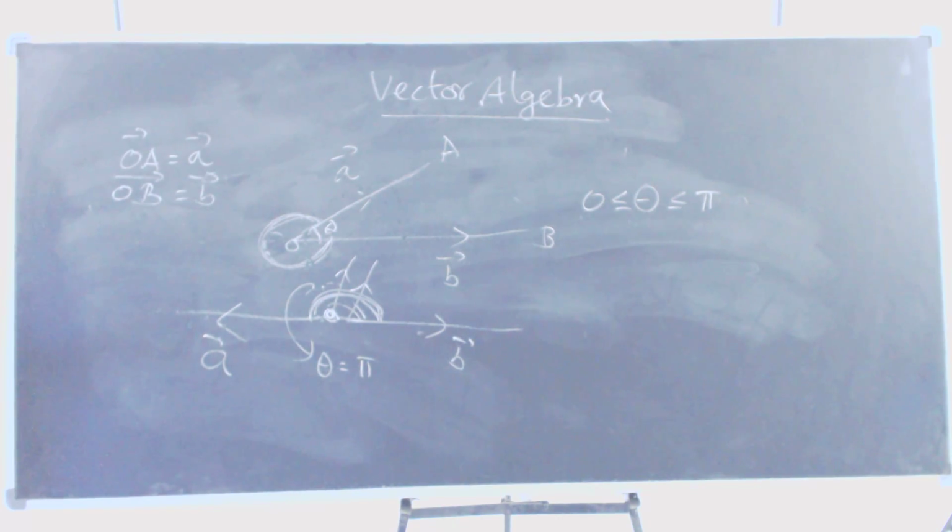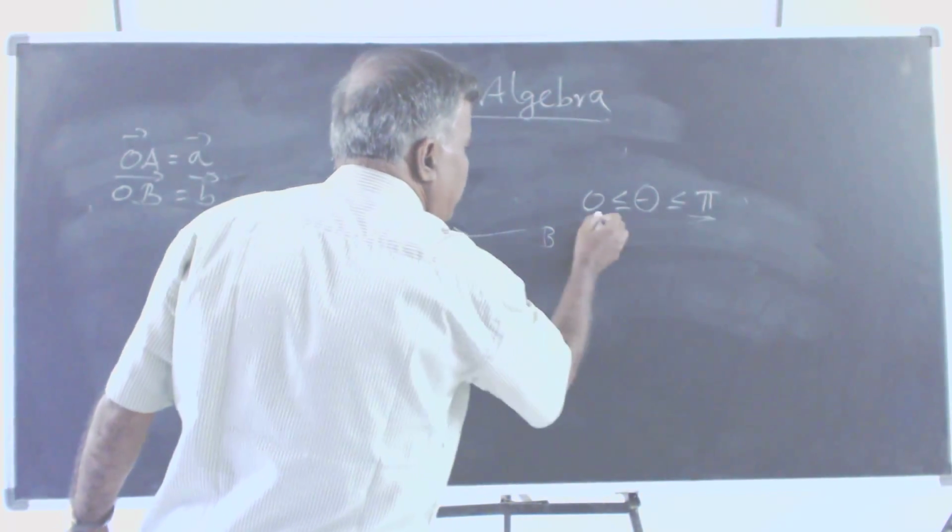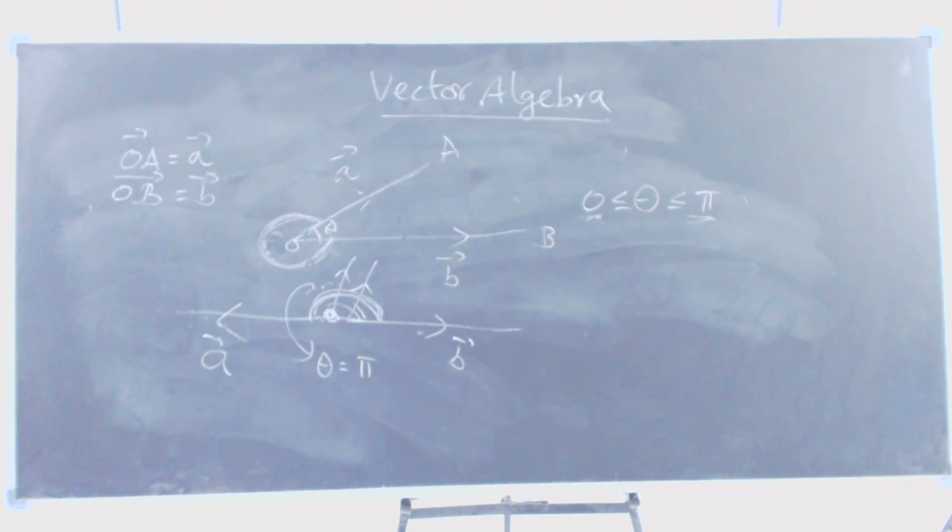So the angle between the two vectors always lies between 0 and pi. Know this first: the angle between two vectors lies between 0 and pi.